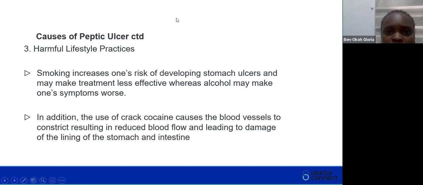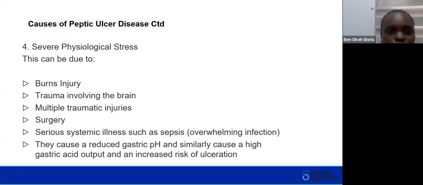I can see someone commented about cocaine in the question. One thing that has been found is that cocaine causes the blood vessels to constrict. What do I mean by this? The blood vessels are like pipes that take blood throughout the body, and this pipe becomes narrowed. If it becomes narrowed, blood will not be able to flow freely. If blood is not flowing freely in the stomach and the intestine, it can lead to damage of the lining. This can also increase the risk of the individual developing peptic ulcers.